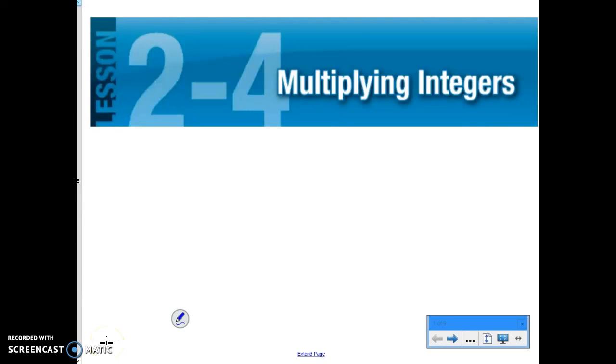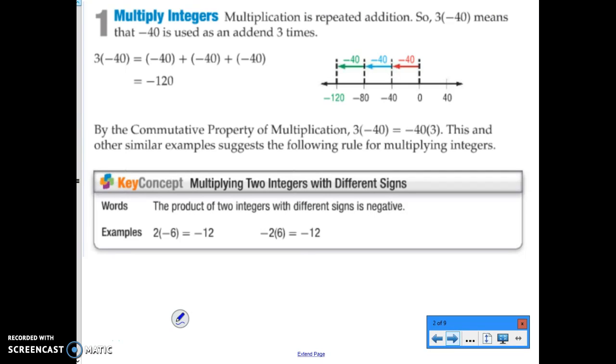Okay, today guys we're talking about multiplying integers. This is chapter 2, lesson 4. So multiplication is repeated addition, we all know that. So 3 times negative 40 really means that negative 40 is used as an addend 3 separate times. So here we have negative 40, negative 40, and negative 40 all being added to each other, which is the same thing as saying 3 times negative 40, which will give us negative 120.